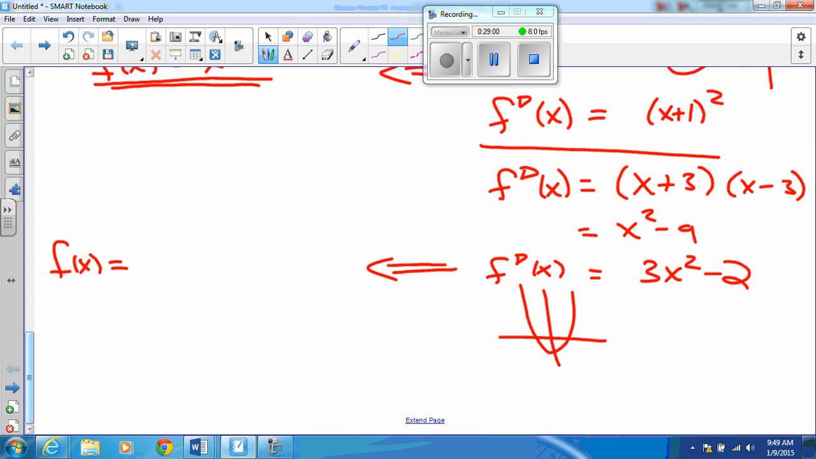X cubed. And then is this the only possible answer? Plus anything. Yeah, x cubed minus 2x plus anything. Plus e to the pi. Sure. Any constant.